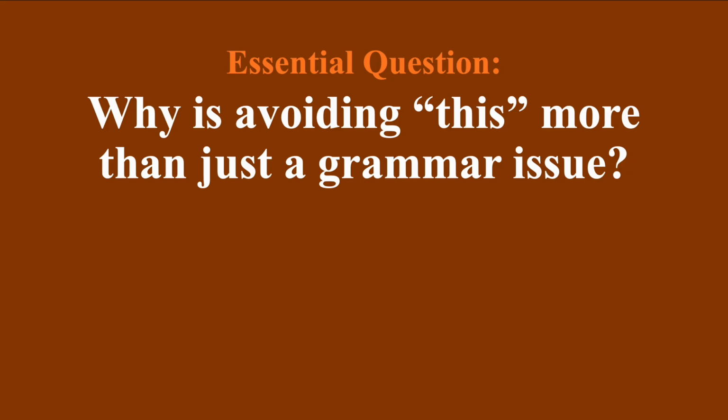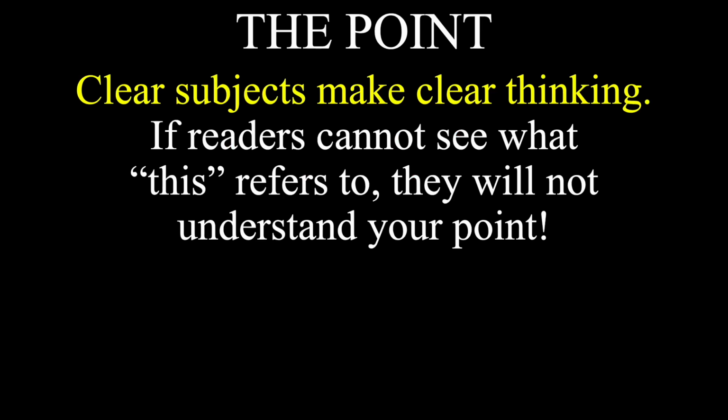The essential question for all of this, though, all of what I'm talking about, see, again, I just use the word this in speech. The essential question for all of what I'm talking about is this. Why is avoiding the word this more than just a grammar issue? Because saying the word this at the beginning of a sentence is not necessarily bad grammar, but it's just unclear. It's just bad writing. No one would say this is not good English, right?